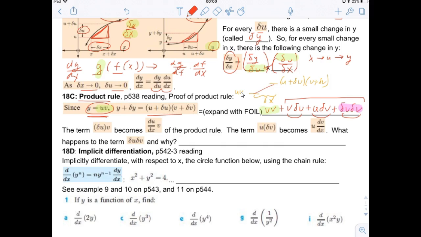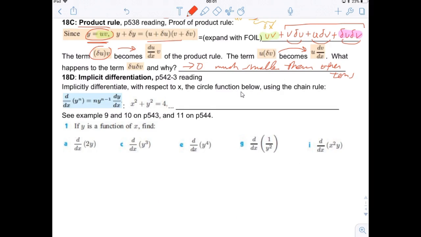Delta u delta v is going to be disregarded when you take the limit, because it's so much smaller than the rest, and it goes to zero. The other ones become part of the product rule. For example, delta u times v is the part that eventually becomes du dx times v. And u times delta v is the part that becomes u dv dx. Those are the two main parts of the product rule. Now delta u delta v goes to zero, is assumed to be zero, because it is much smaller than the other terms.